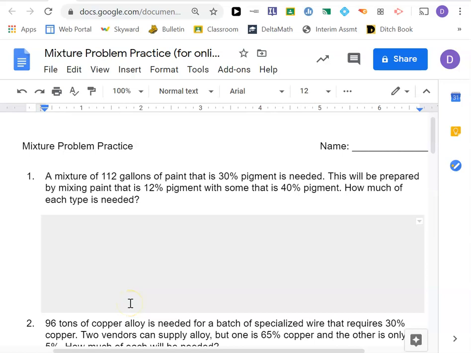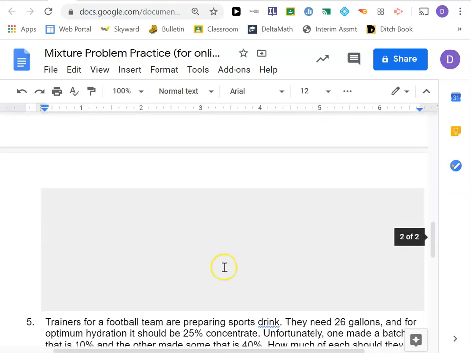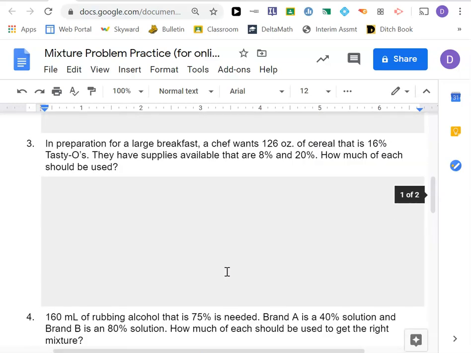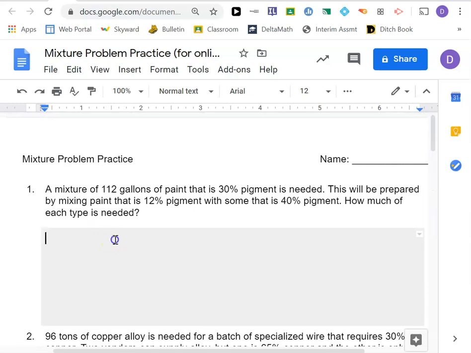Okay, we're looking at another mixture problem, but also how to enter answers into the mixture problem practice assignment. So once you get it opened up, you'll be on this screen here, and we're solving 6 problems here, and you're going to put your answers here in the gray boxes. So what I'm going to look at is I know that when I add these things together, I need to get 112 gallons of paint.